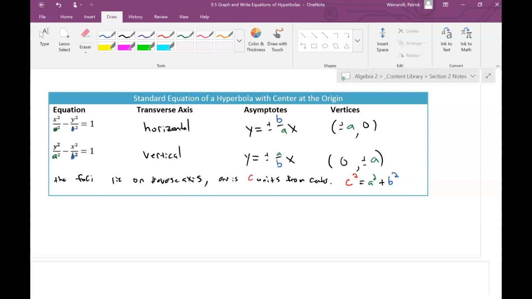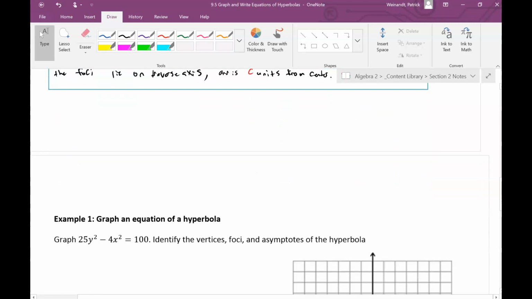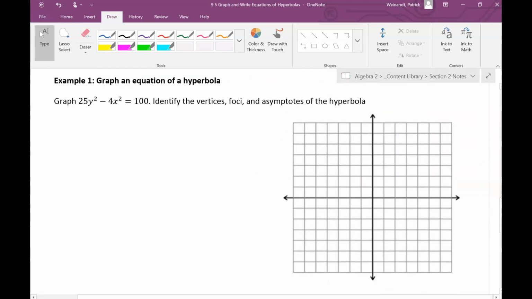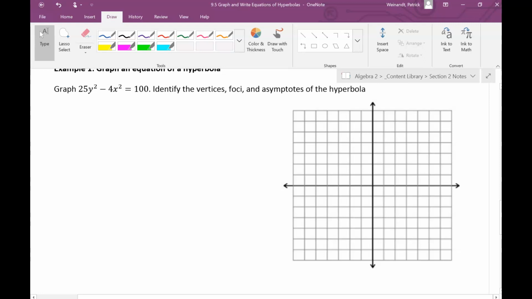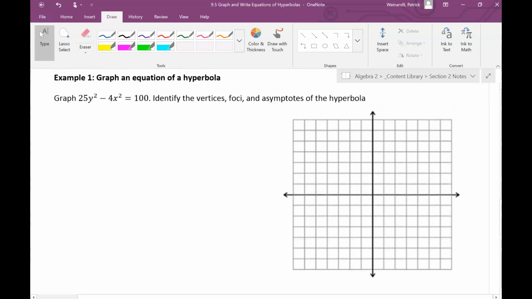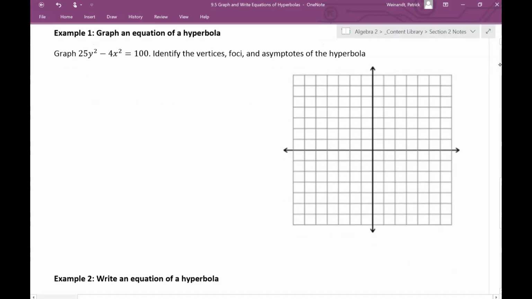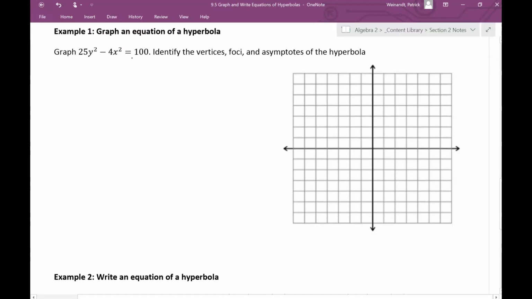And we're going to move to an example where we actually graph an equation. So we want to graph 25y squared minus 4x squared equals 100, and then identify the foci, the asymptotes, and the vertices of the hyperbola. But first, what's the problem with this equation if we want to graph it? Right now it's not in standard form, so we have to get it to standard form. We have to get this to look like a fraction and this to be 1.